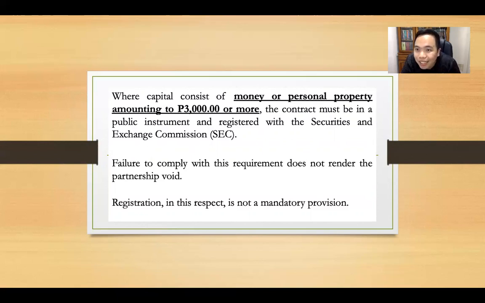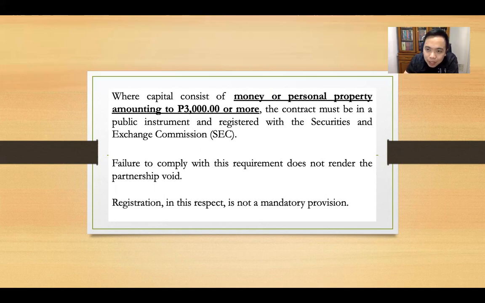Huwag nyo sasabihin more than 3,000 pesos. Pag umabot ng 3,000, meron ka ng formalities na required. Ano yon? The articles of partnership must be in a public instrument and it must be registered. The partnership must be registered with the SEC, Securities and Exchange Commission. Now, class, if in case that the articles of partnership is not in a public instrument or it has not been registered with the SEC. Now, for example, notaryado siya pero hindi mo nirehistro sa SEC. Ang tanong, what is the status of the articles of partnership? A, valid. B, voidable. C, unenforceable. D, void. Yan ang tanong dyan, class.